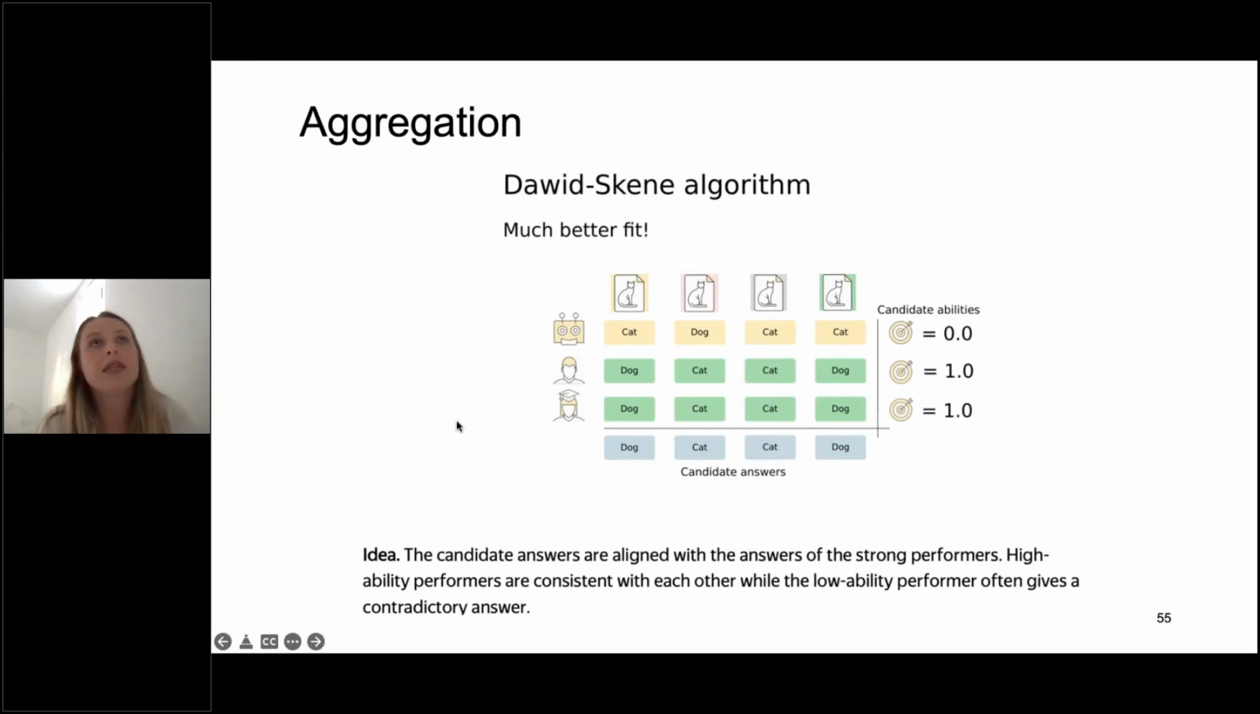So basically, the idea behind this is that if someone gives random answers, they are very unlikely to coincide with another person's answers. So this is how the Dawid-Skene algorithm works, and how you could aggregate the data if you don't know the abilities of the performers and you don't want to use normal majority votes.